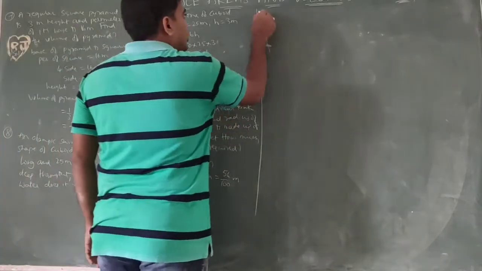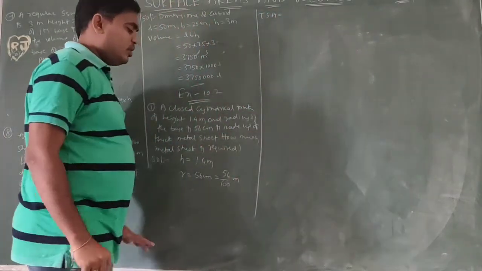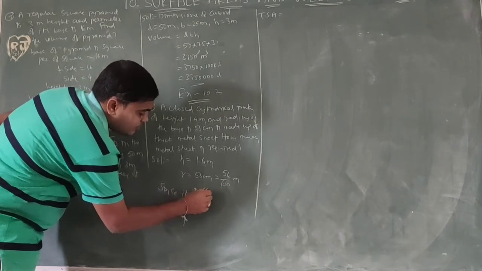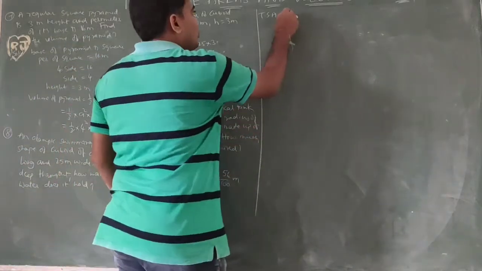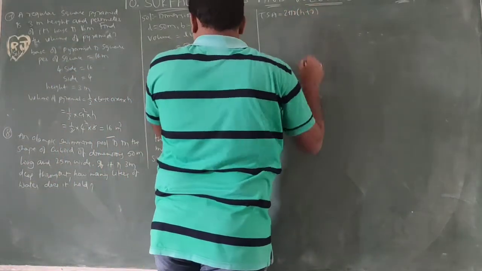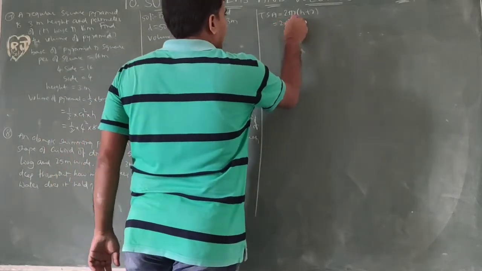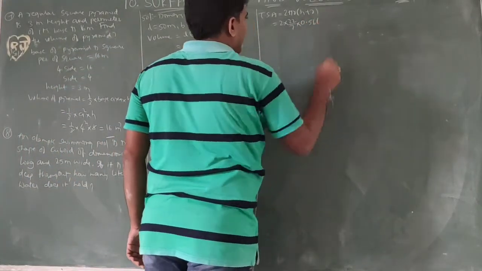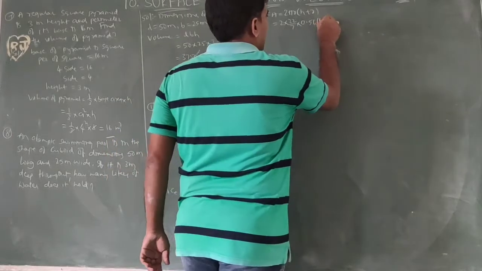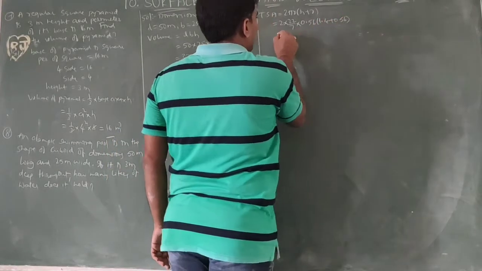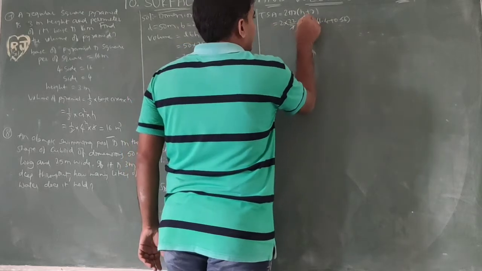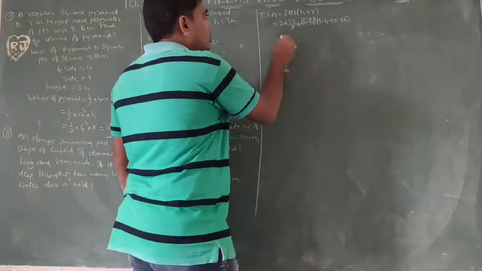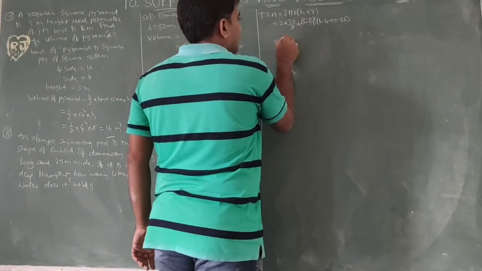Now, since it is closed, we need the total surface area, 2 pi r of h plus r. 2 into 22 by 7 into radius 56 by 100, 0.56, of h 1.4 plus 0.56. So 7 into 0.08, so 0.08. Next, 44 into 8, 4 into 8 is 32.